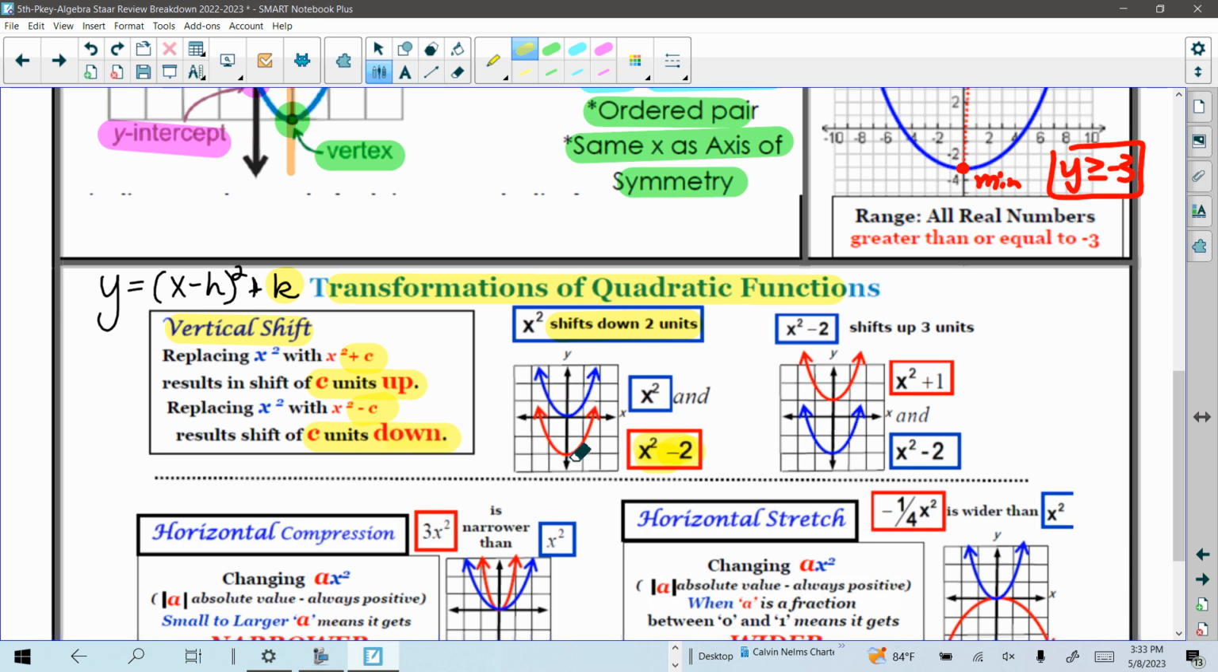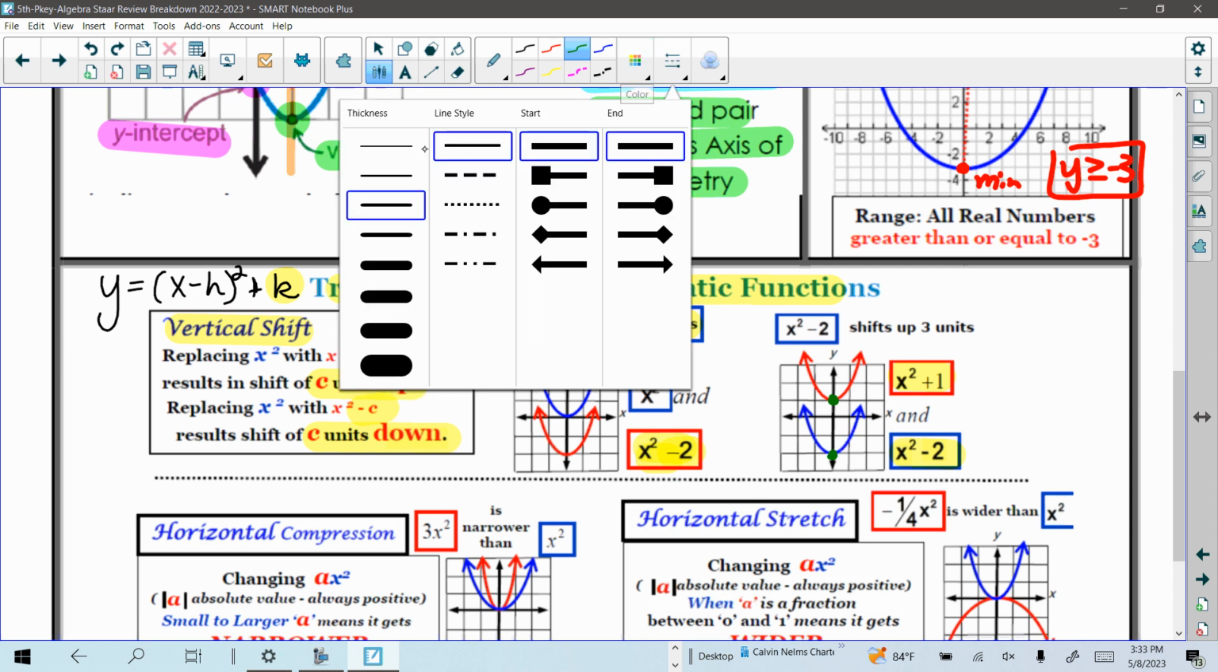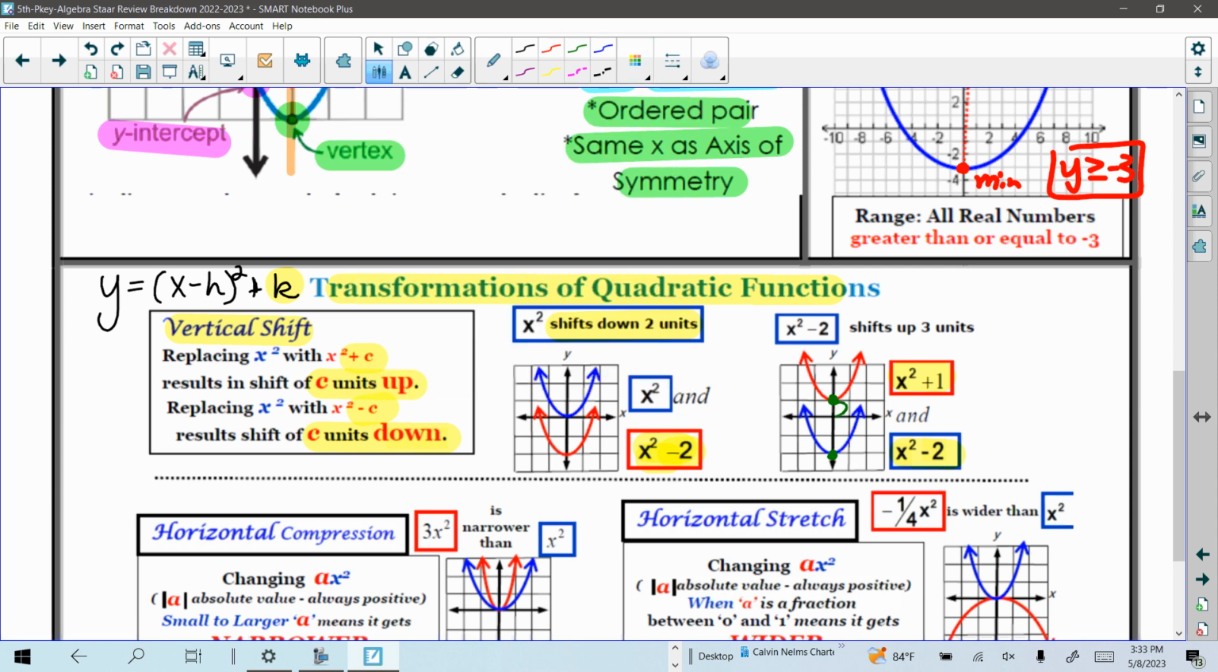Now, they're asking you to find the shift between the red and the blue. Okay, so if I just focus on the vertex here, this vertex is at +1, this vertex is at -2, and if I look at the units between them, that is 1, 2, 3 units. That's why this is showing a shift up 3 units.